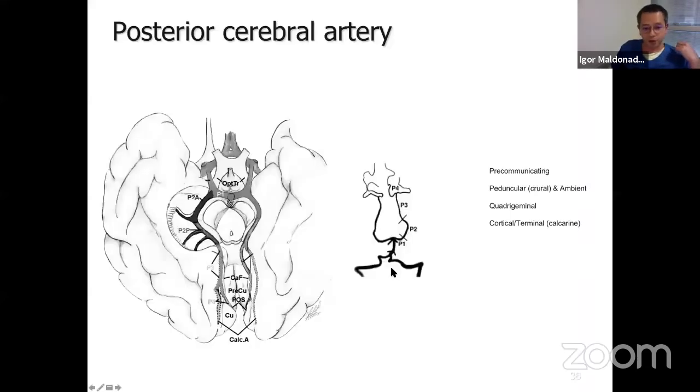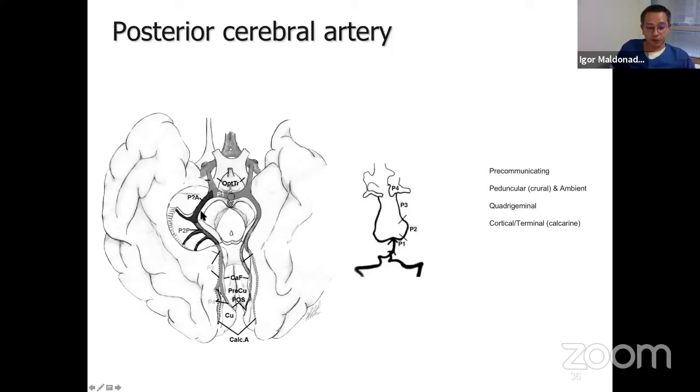So, the posterior cerebral artery, also classified in segments: pre-communicating P1, post-communicating P2 with peduncular and quadrigeminal portions. So we can talk about peduncular and the end portion.